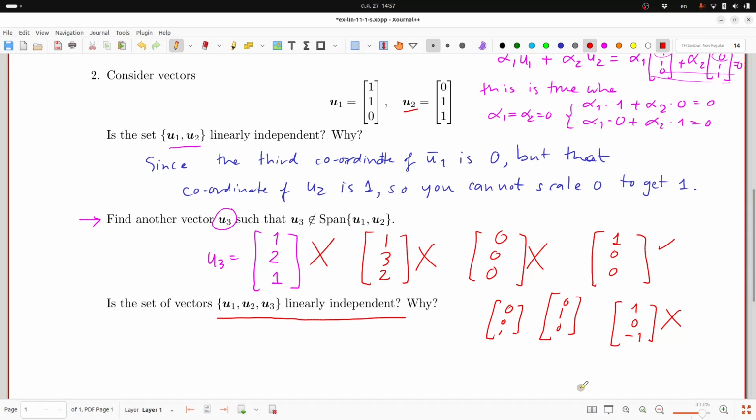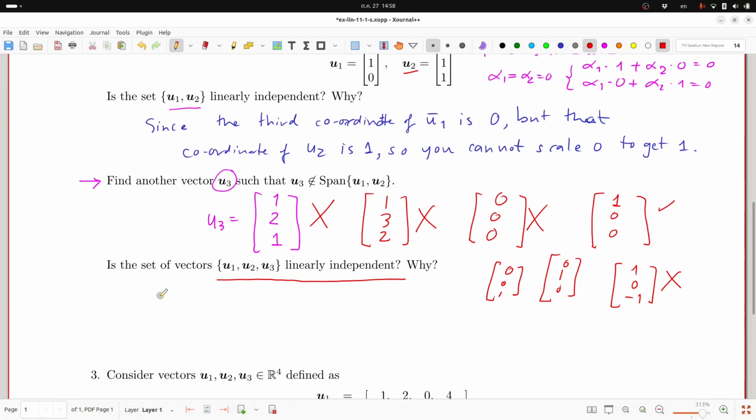If you just pick some random vectors, it's unlikely that they belong to this span, so you have to be really unlucky about that. So is this set linearly independent? Yes, because u2 is not a linear combination of u1, and u3 is not a linear combination of u1 and u2 because it does not belong to the span of u1 and u2. So none of these 3 vectors can be written as a linear combination of the other vectors. So this set of vectors is linearly independent.